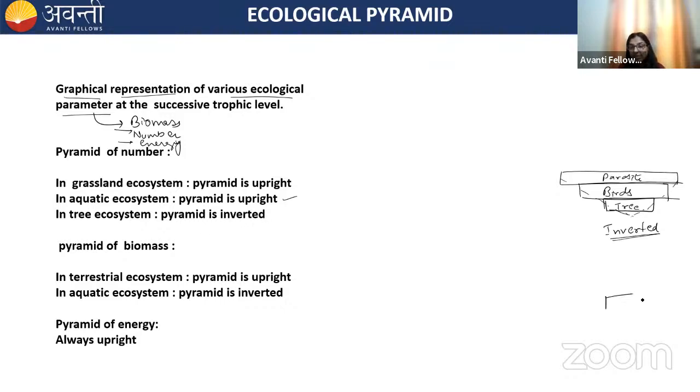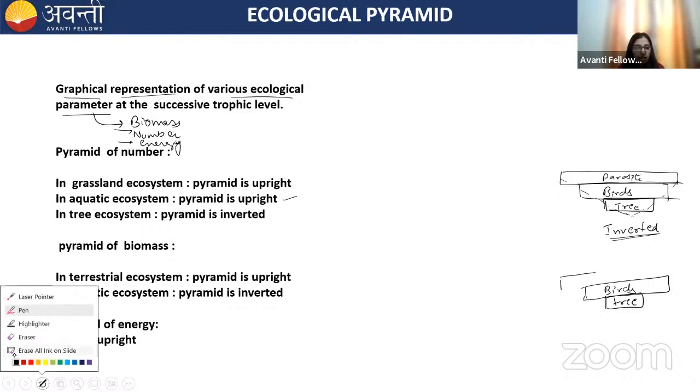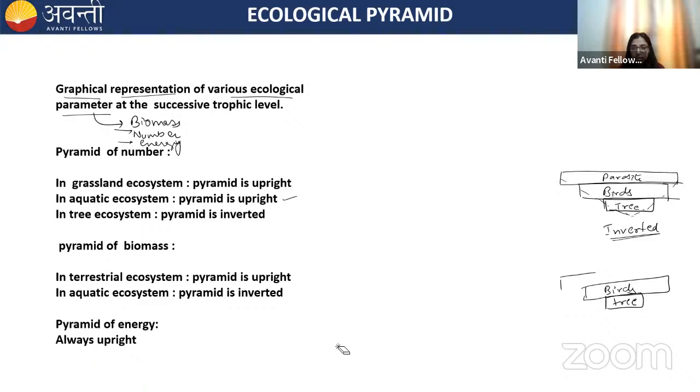For example, birds are feeding on the tree, and let's say this bird is eaten by another top carnivore bird, which is a hawk. So this shape we call a spindle shape. So in the tree ecosystem, the pyramid is inverted or it could be spindle shaped.